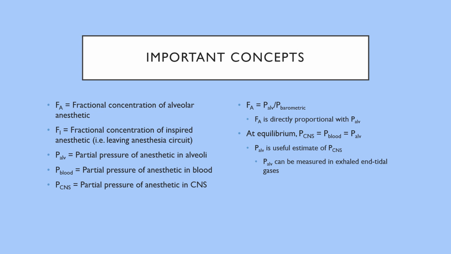And the partial pressure of anesthetic in the alveoli is an important factor when considering uptake and distribution because it is in rapid equilibrium with the circulating blood and highly perfused tissues, including the CNS. And it can also be measured in exhaled end-tidal gases. Thus, the partial pressure of anesthetic in the alveoli in the exhaled breath represents a useful estimate of the partial pressure of anesthetic in the central nervous system. And remember that the partial pressure of anesthetic in the CNS is the main determinant of anesthetic level.